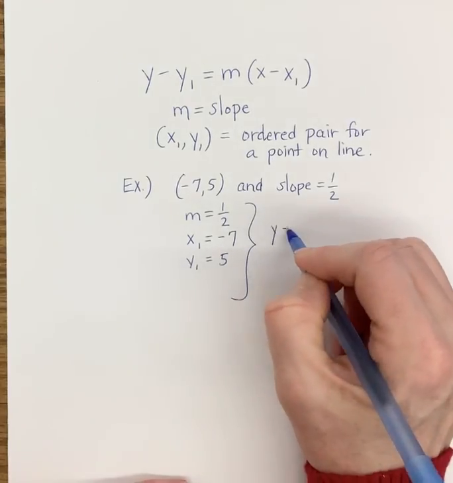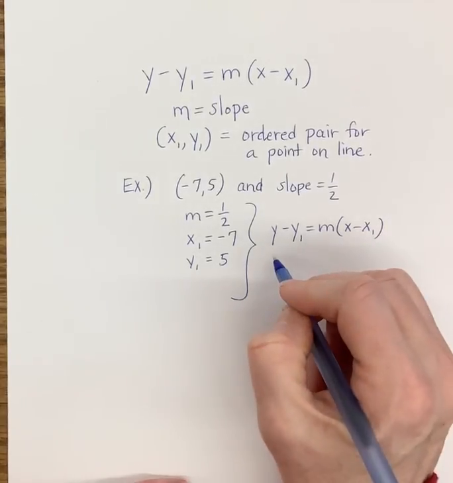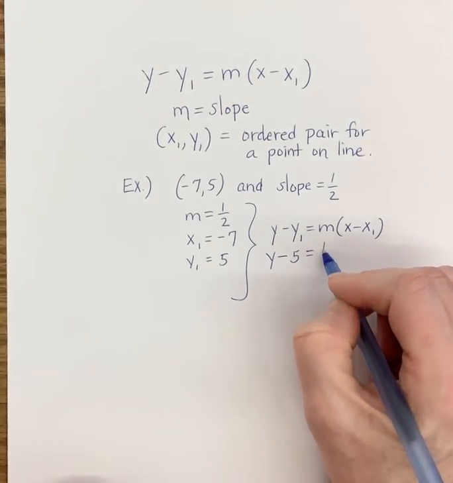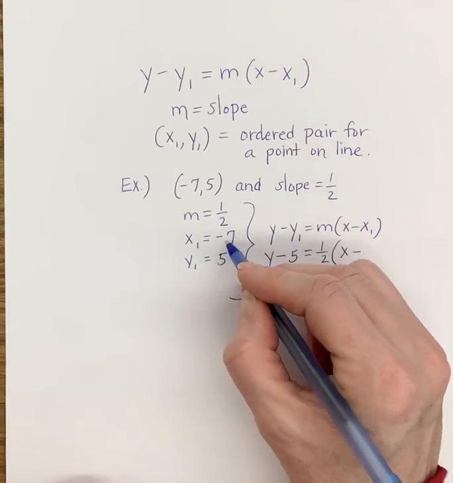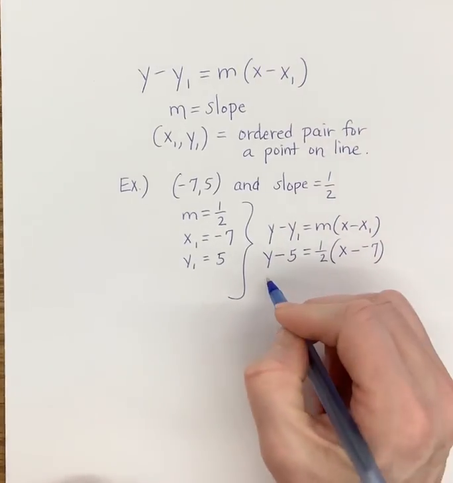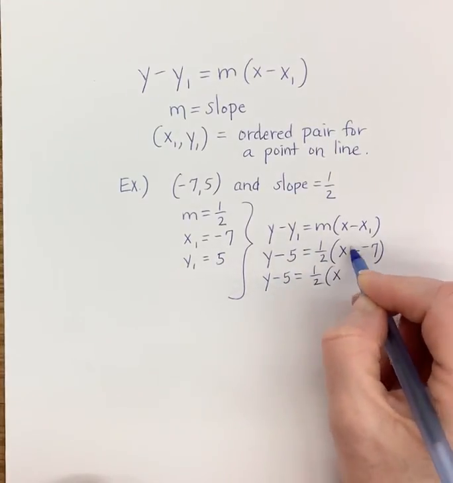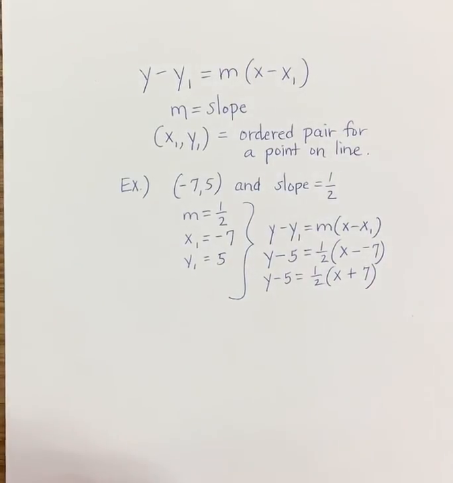We're going to place them into the formula, and now we have y minus, y1 is 5, m is 1/2, x minus, x sub 1 is -7. One final change, we're going to make this x plus the opposite. Our equation is now in point-slope form. We could change it to slope-intercept form or standard form, and we'll talk about that on a later date.